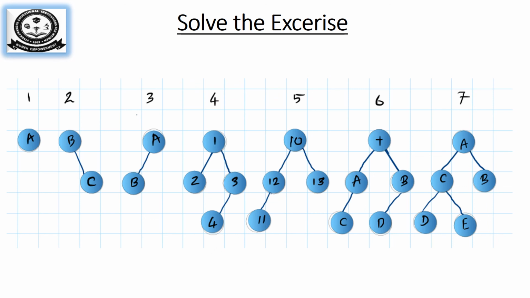So let us check a simple exercise. I have given 7 trees. Out of these 7, which are all trees? All 7 are trees. Which are all binary trees? All 7 are binary trees. Now, which are strict binary trees? You can see 4 is a strict binary tree, 5 is a strict binary tree. Is it so? No. 7 is a strict binary tree and nothing else is a strict binary tree.